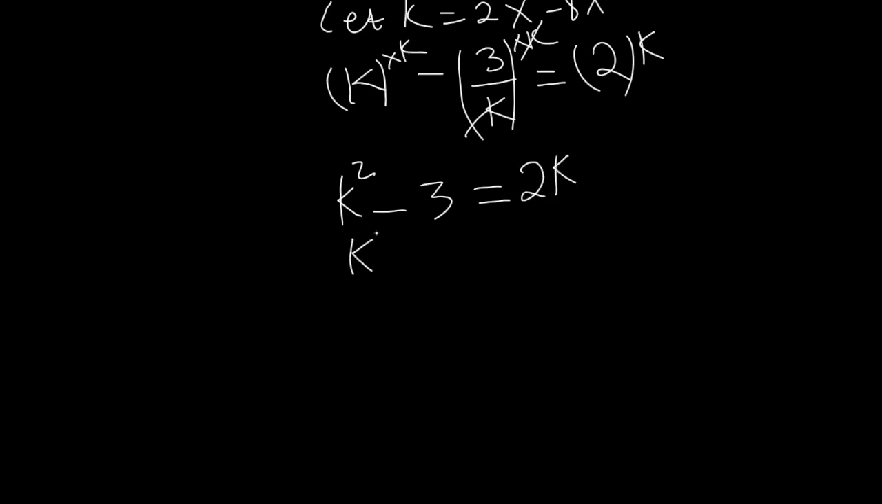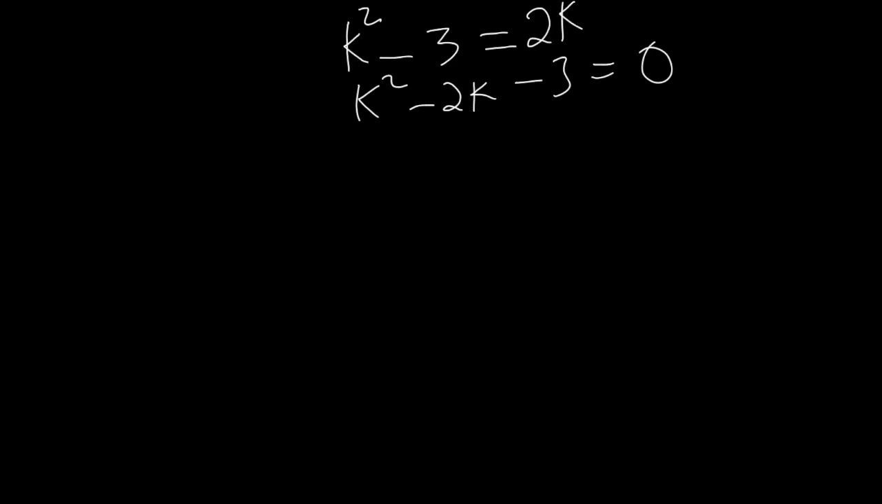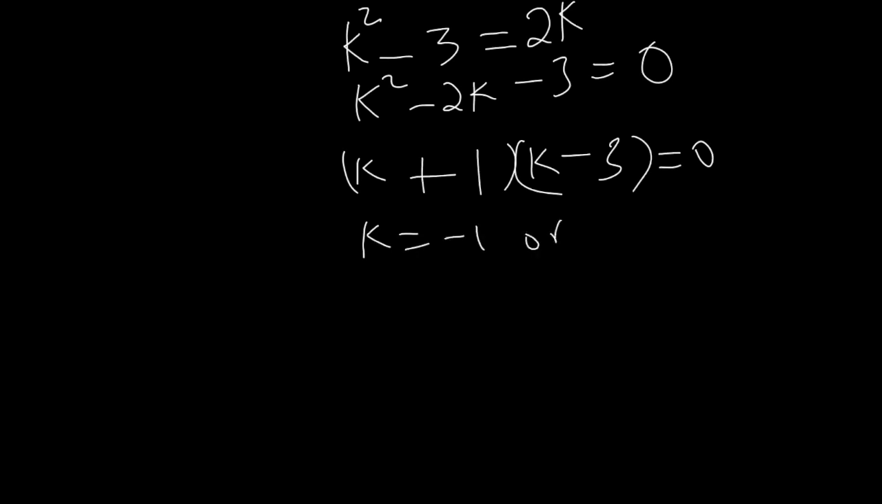So let's put everything in the standard form of a quadratic. This is pretty straightforward, because this is something that we can factorize, but that is not my main focus. The factors of 3 are 3 and 1, so k is equal to -1, or k is equal to 3.